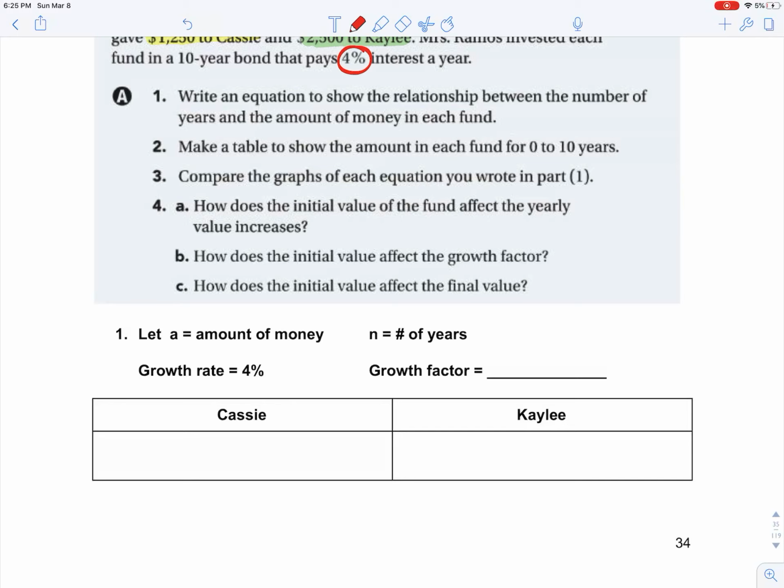So the growth rate. How do we change it from a growth rate to a growth factor? I hope you remember that you change the percentage to a decimal. You add 1, and that equals your growth factor. So your growth factor is 1.04.